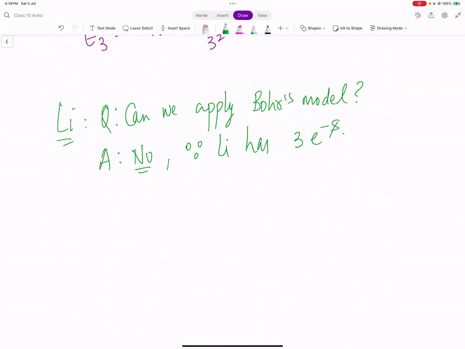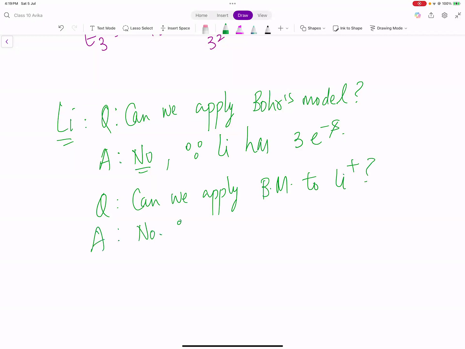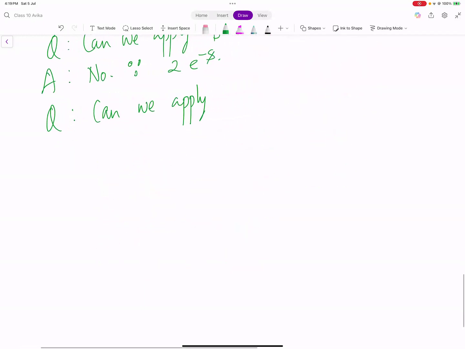Now, can we apply Bohr's model to lithium plus? No, since 2 electrons. Question: can we apply Bohr's model to lithium 2+?